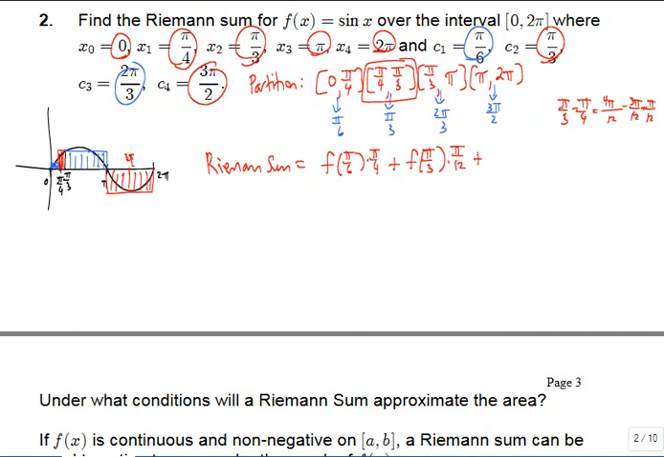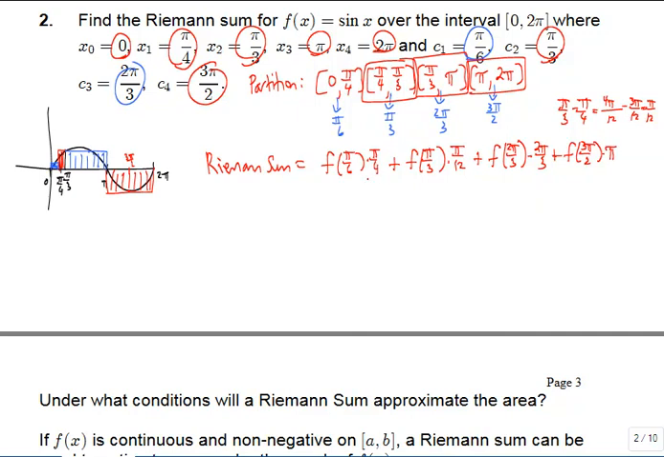Then our third rectangle goes as high as our function goes at 2 pi over 3. And how wide is this subinterval? Well, to go from pi over 3 to pi, if I subtract those, pi minus pi over 3 is 2 pi over 3. And then my last rectangle, I'm going to go as high as 3 pi over 2. And how wide is this subinterval? To go from pi all the way to 2 pi is a width of pi.